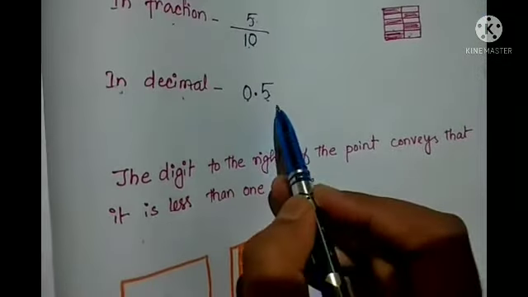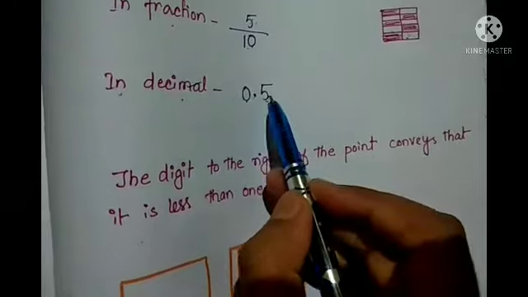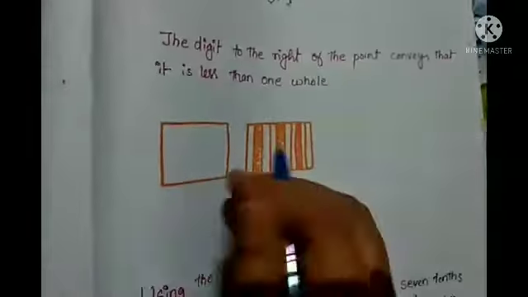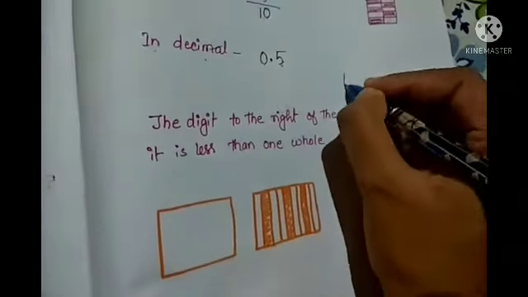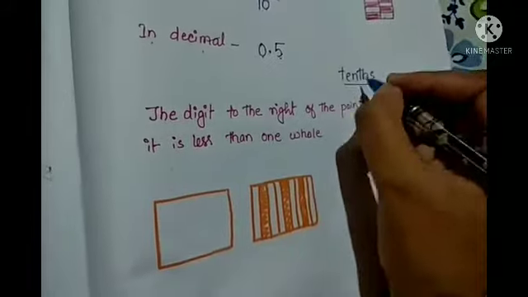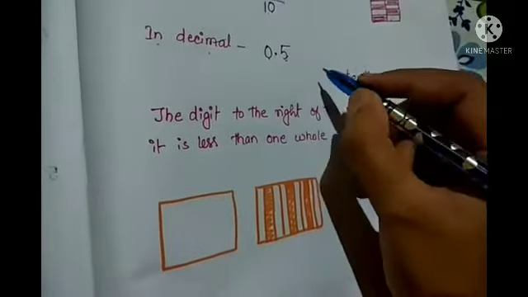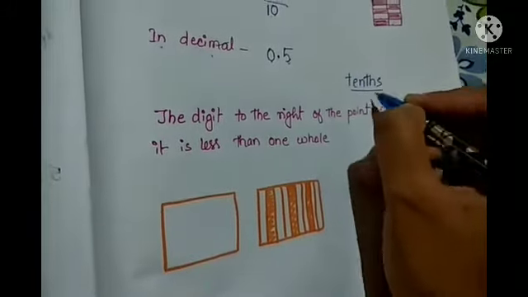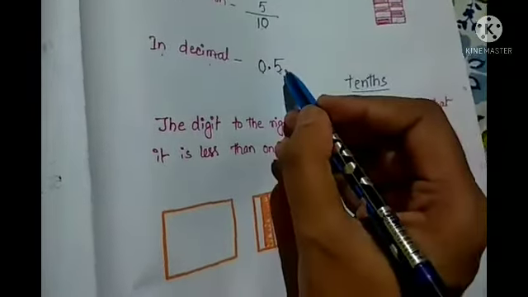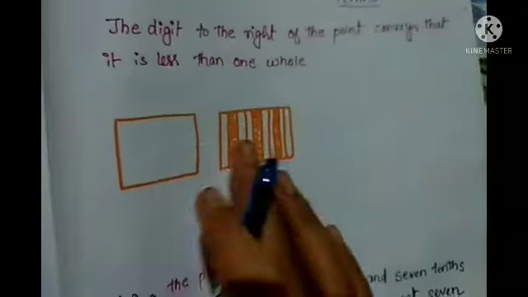Okay, so the first place after the decimal, that one we call tenths. What do we call it? We call it tenths. Okay, so students, the spelling will be T-E-N-T-H-S. It is different from tens. TENS, that one is different and this one is different. This one is what? After the point. Okay, so I think you can see this picture.